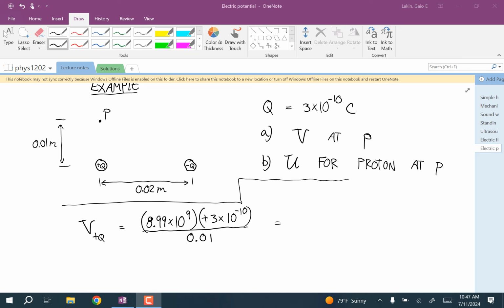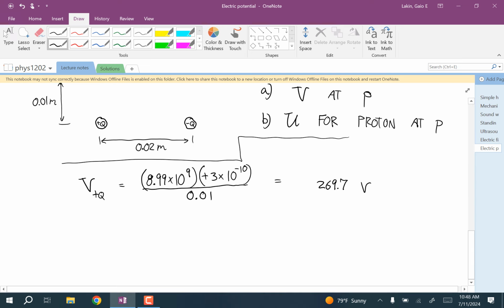And we get an electric potential due to the positive charge of 269.7 volts. Man, look at how much simpler that was because we didn't have to deal with vector components and stuff like that. And you can see why it's simpler to deal with electric potentials and voltages than with those electric field vectors. Although those electric field vectors are going to be really important when we start talking about magnetism.